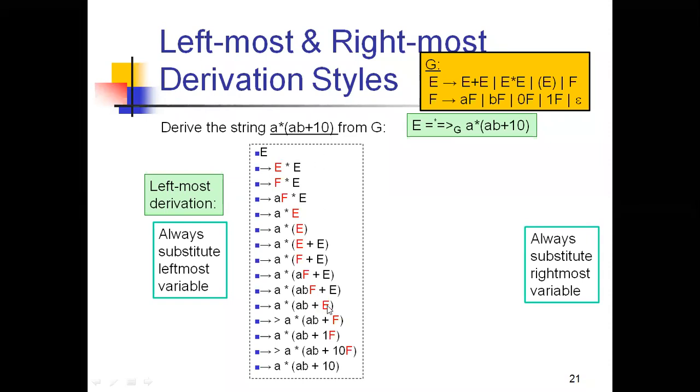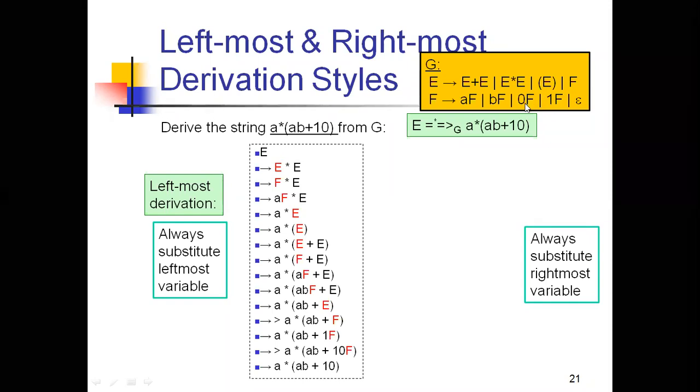So in the place of E, if I put F, it is having 0F and 1F. So if I put F, at one time I can substitute 1F, at another time I can substitute 0F, and then I make the F an epsilon, finally I will get 10, right? So then do this. In the place of this E, put F. In the place of this F, substitute 1F. In the place of this F, substitute 0F. Now in the place of this F, if you substitute epsilon, then finally you can get the input string A star open parenthesis AB plus 10 closed parenthesis, right? So this is the leftmost derivation.